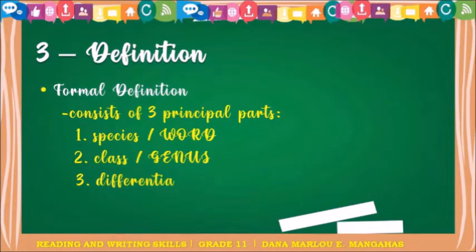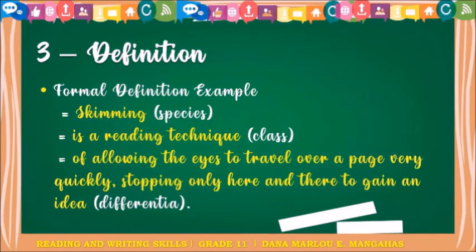Second is the formal definition. It consists of three principal parts: the species or the word, the genus or the class, and the differentia. For example, skimming is a reading technique of allowing the eyes to travel over a page very quickly, stopping only here and there to gain an idea.